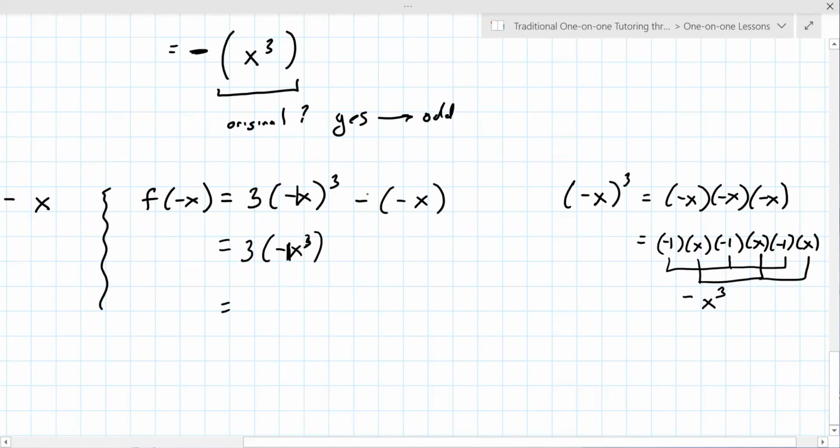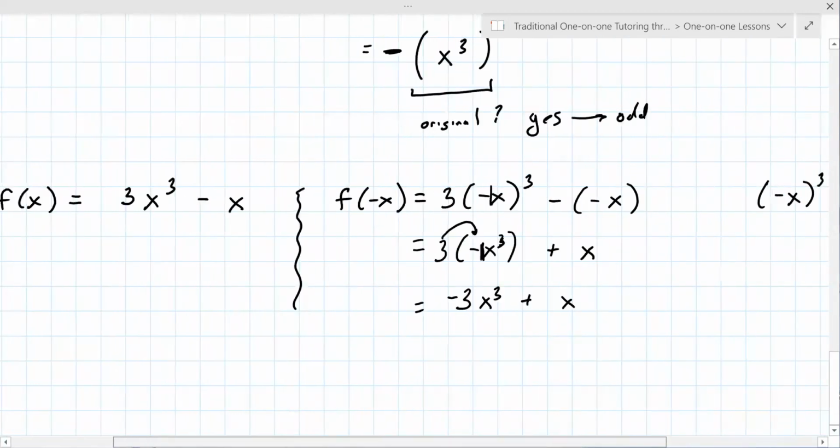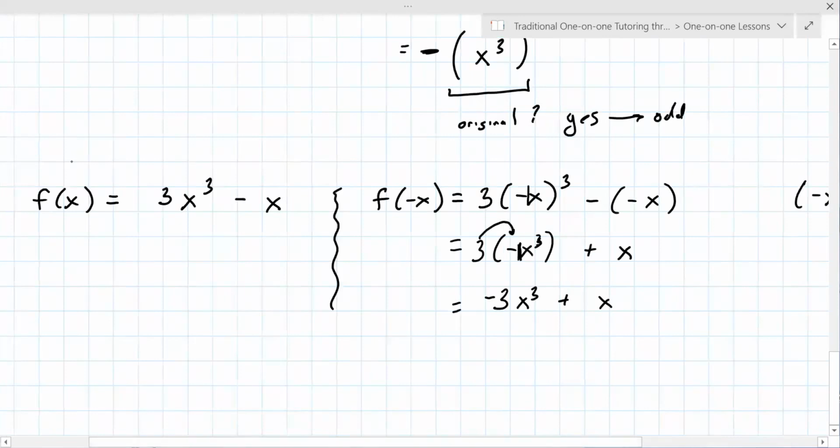This one on the right is negative of a negative. So that's plus x. Now we're going to distribute this 3 in. So that's negative 3x cubed plus x. Now I'm telling you this is odd. Maybe I didn't say in the beginning, but this is an odd function.